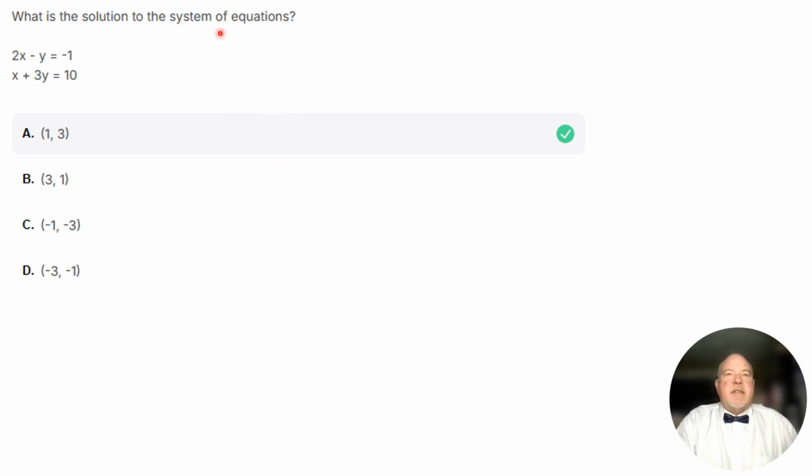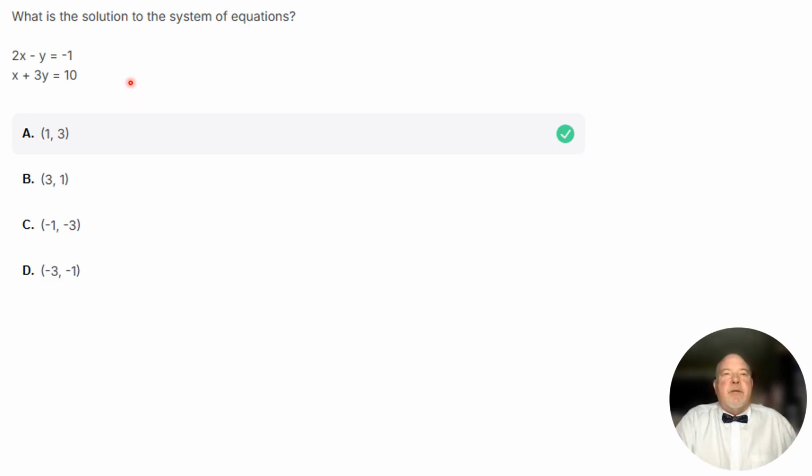All right, so we're given a system of equations here. That just means we have more than one equation. We've got two, and we're asked to find the solution to this. So there's two main methods for solving systems, and those are called substitution and elimination. And so you have to decide which method to use.